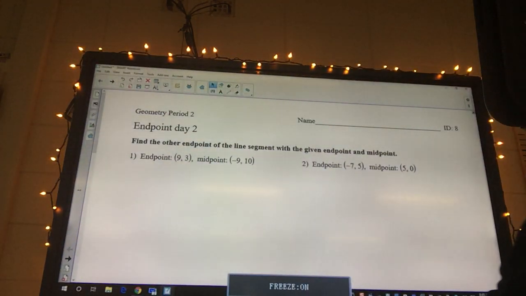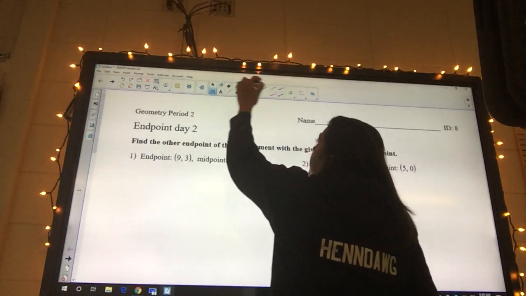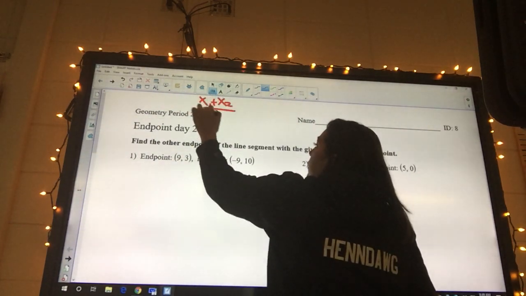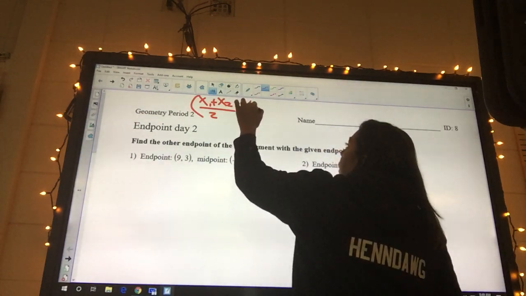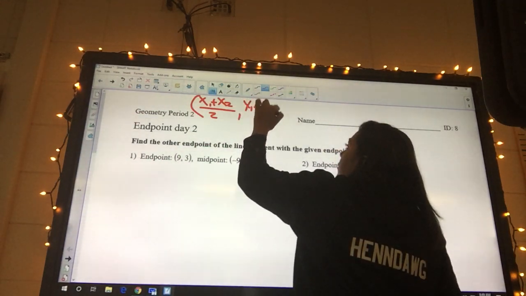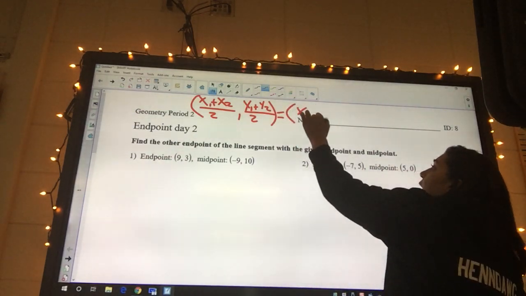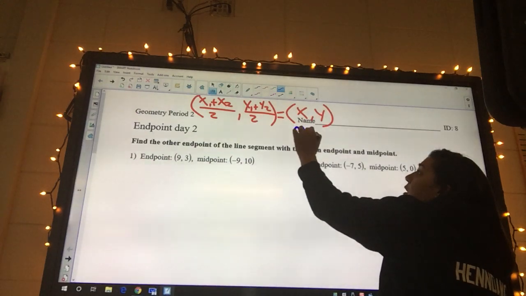Yesterday we started working with endpoints. Okay, so we have our general formula, x1 plus x2 over 2, and y1 plus y2 over 2, and that is all set to equal a big X and a big Y. This part over here is just our midpoint.